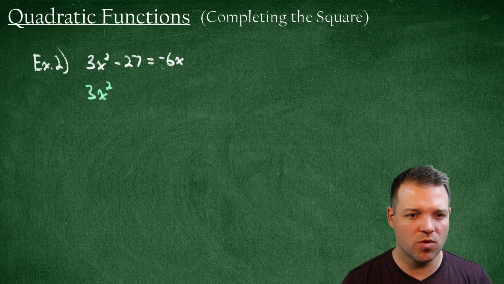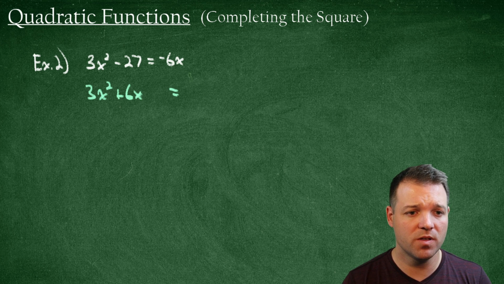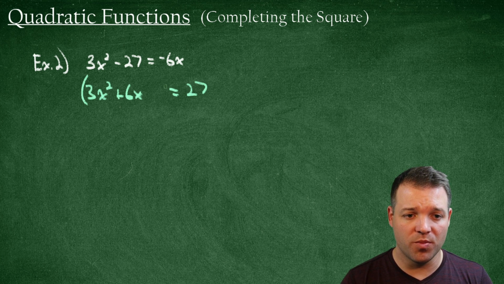So anyway, 3x squared, I'm going to add this 6x on this side. I'm going to make some room, and that's equal to 27 on this side when I add the 27 over. Okay? All right, now let's go ahead and we'll put our parentheses around here because we have this open spot for our perfect square.